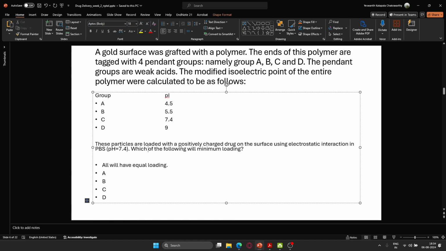Now, a drug which is positively charged has to be loaded onto these particles. They're using PBS to load because the drug is dissolved in PBS, and PBS has a pH of 7.4. They're asking which will have the minimum loading. Is it the case that all of them will have equal loading, or there are some that will have minimum loading and some that will have maximum loading? What do you guys think?